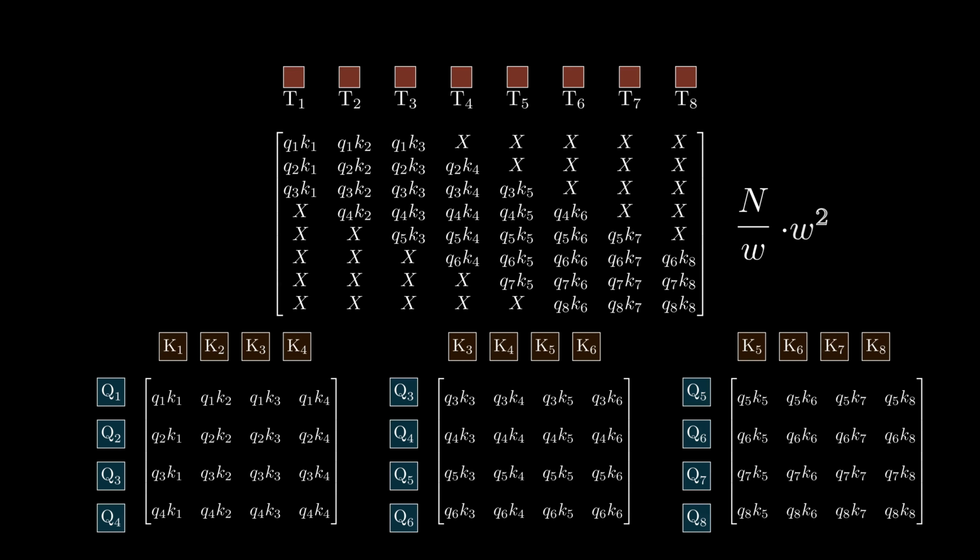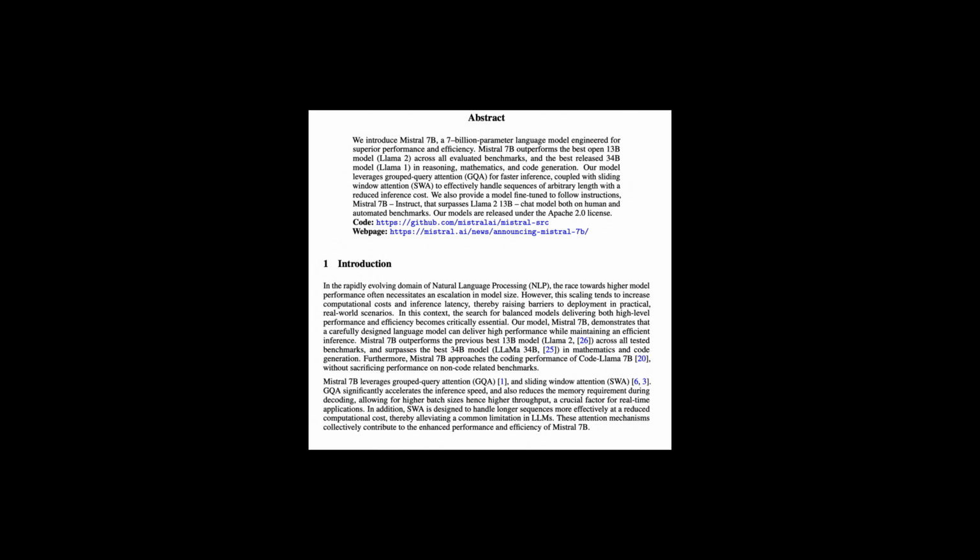Similarly for memory, instead of materializing the full n cross n attention matrix, we now only store these local chunked attention matrices, which are much smaller, significantly reducing the memory requirement as well. Now given all the tokens within the window, the attention mechanism can build contextual relationships between nearby tokens.